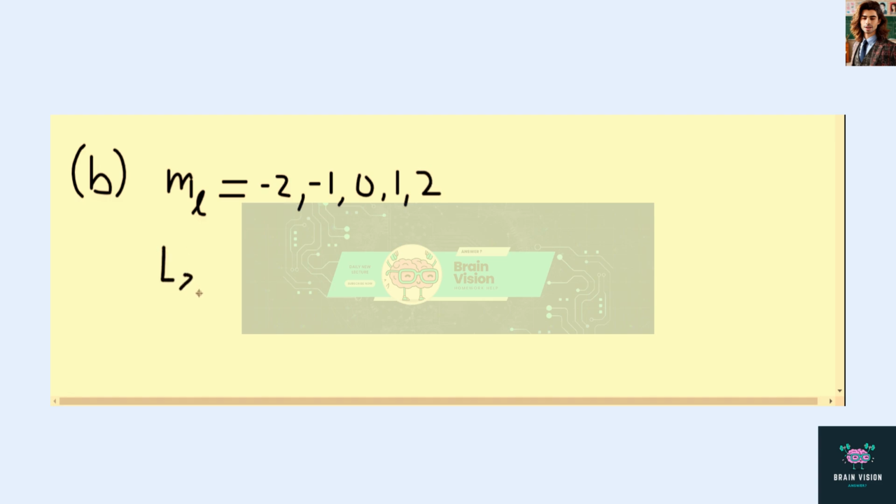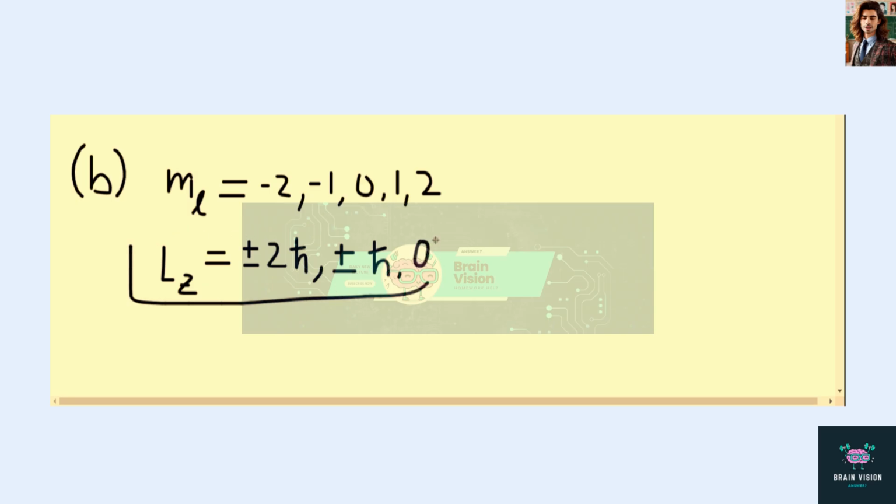And our angular momentum z component value, L sub z, is just simply equal to m sub l times h bar. So this is plus or minus 2 times h bar, plus or minus 1 times h bar, which would just be plus or minus h bar, and 0. So we can box these in as our values for L sub z.